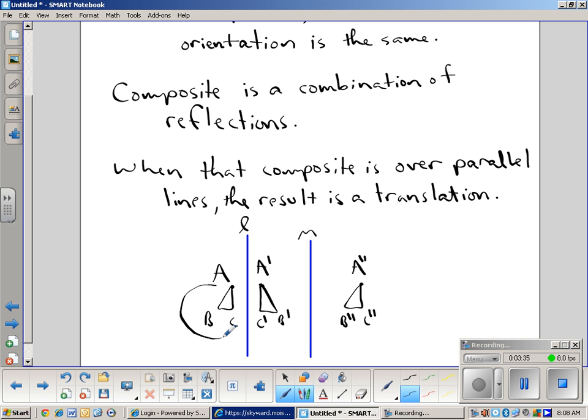If I go A, B, C, it's which direction? Clockwise or counterclockwise? Counterclockwise. My first reflection flipped it over, didn't it? Yeah. Then when I reflected that one again, it went back to the normal. Okay? So every time you reflect it, it's going to reverse the orientation. So if you reflect it twice, it's going to reverse it twice. You'll be back to where you started. Okay? So the translation, the orientation is the same.